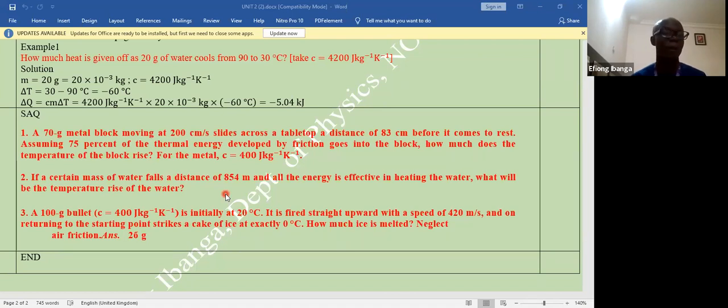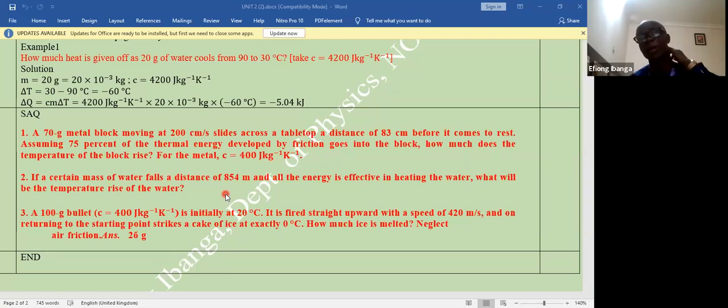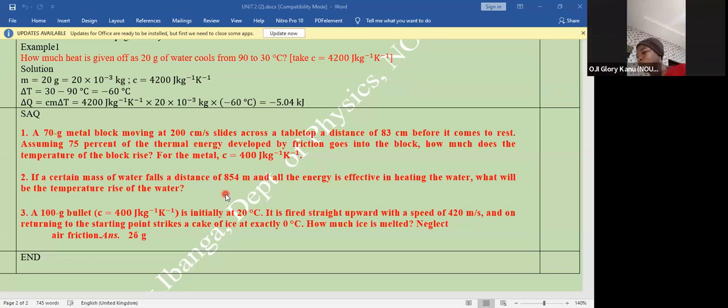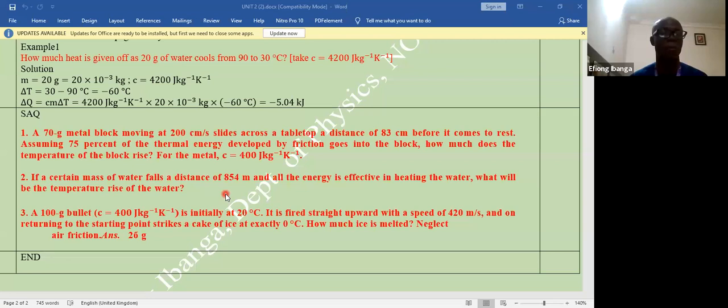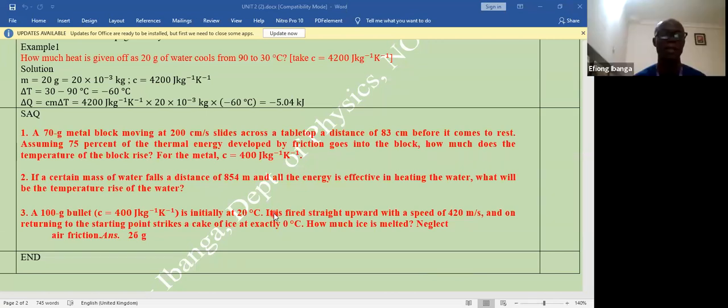The reason is that the potential energy of the water at the height of the fall is converted to kinetic energy, that's the energy of motion as it falls, and then the kinetic energy is converted to heat energy at the bottom of the fall. Now, this one has to do with the kinetic energy of bullets. And if it hits something, the kinetic energy is converted to heat energy.